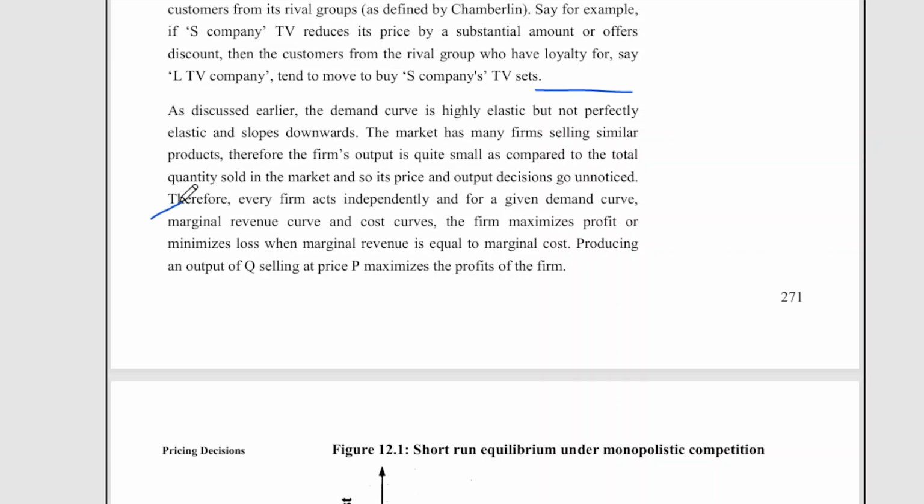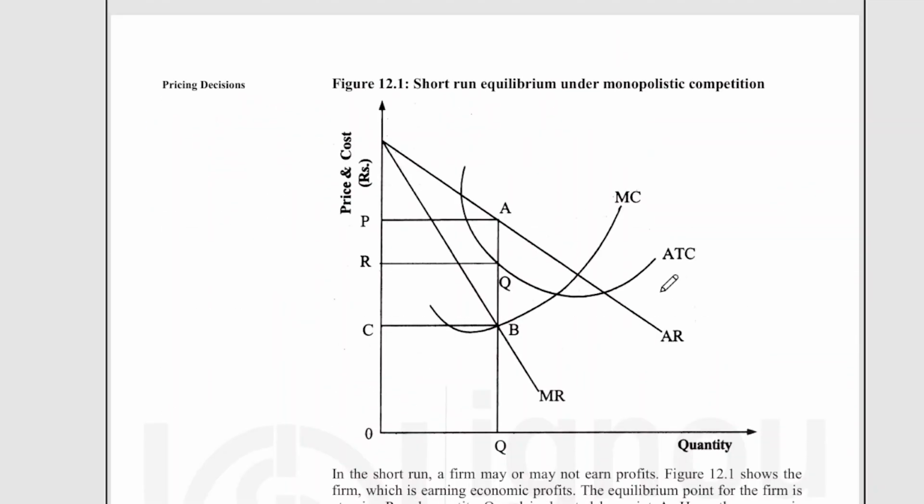Therefore, every firm acts independently, and for a given demand curve, marginal revenue curve, and cost curve, the firm maximizes profit or minimizes loss when marginal revenue is equal to marginal cost, and producing an output of Q, selling at price P, maximizes the profit of the firm. Figure 12.1, short run equilibrium under monopolistic competition. So quantity is here, price and cost is here.